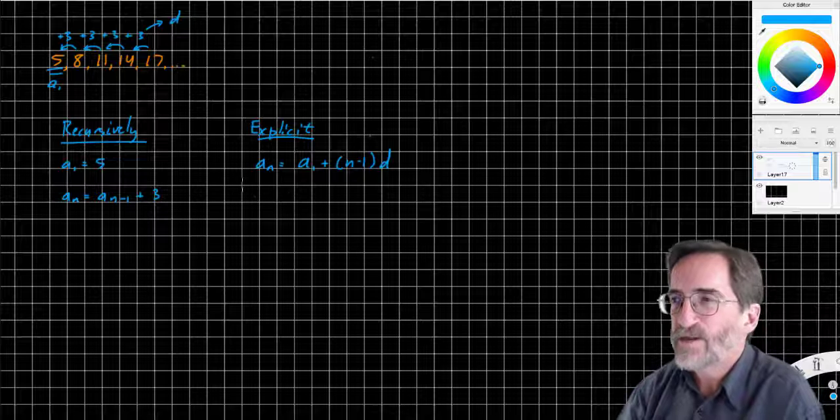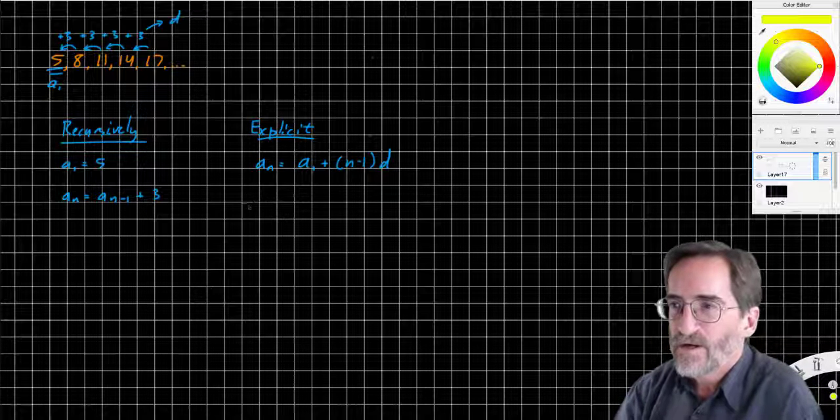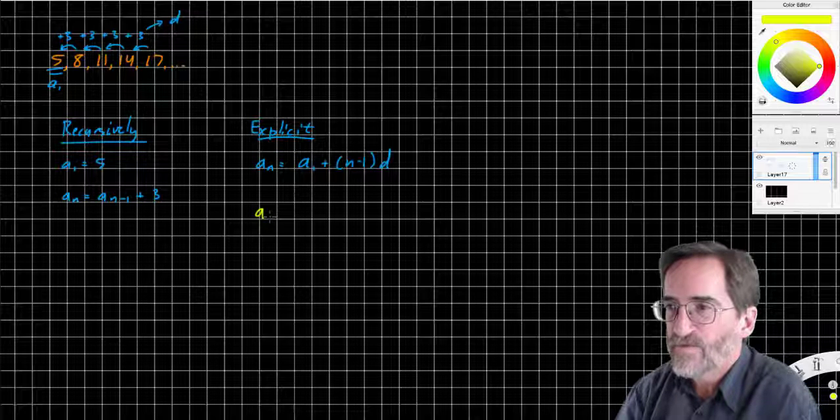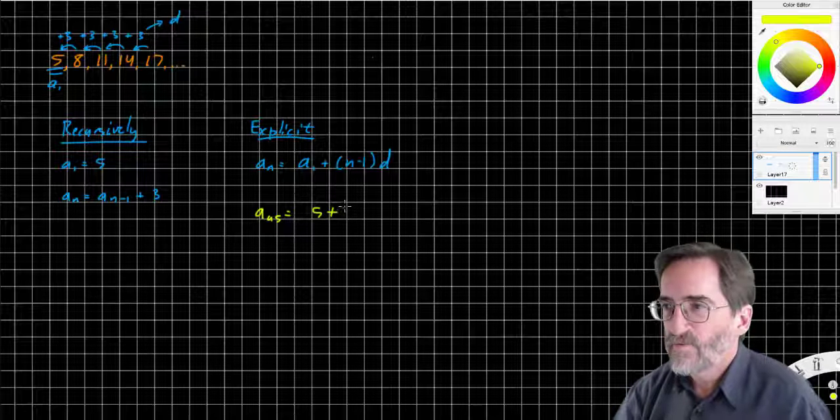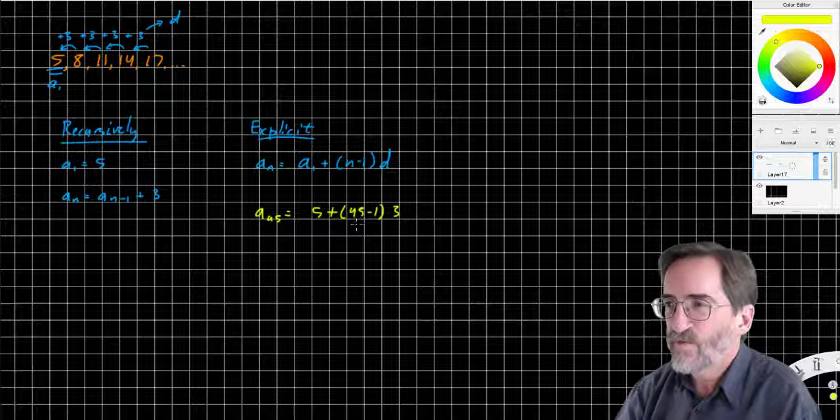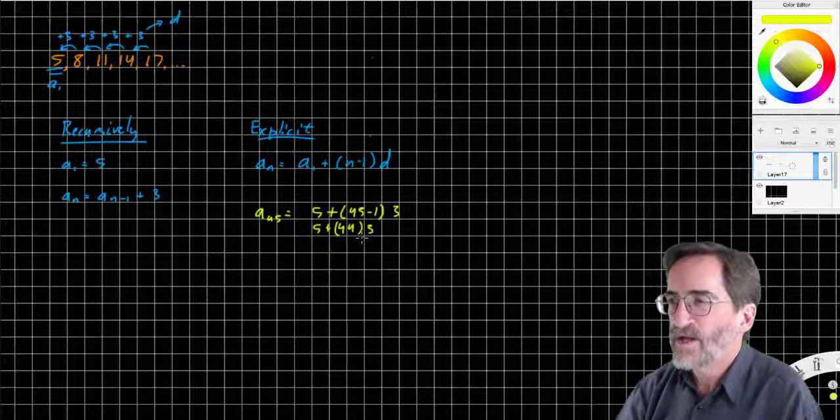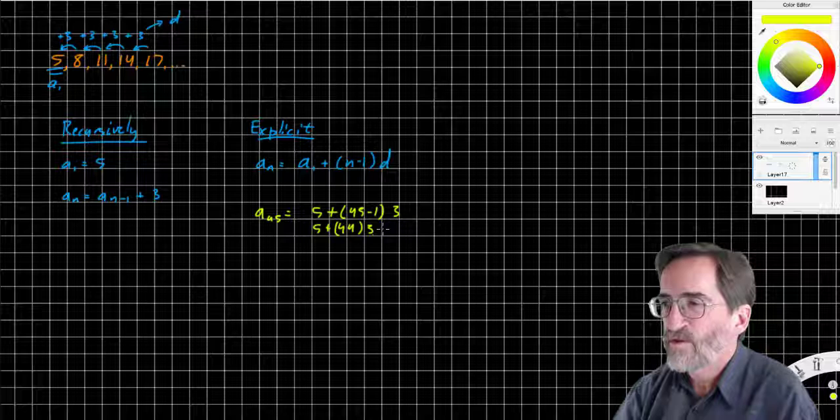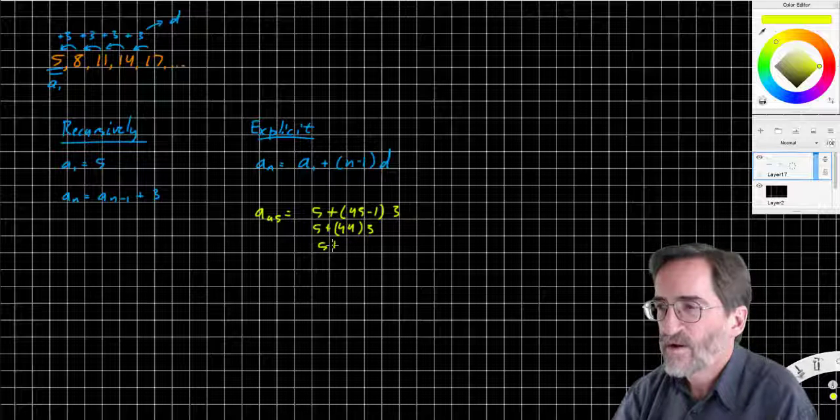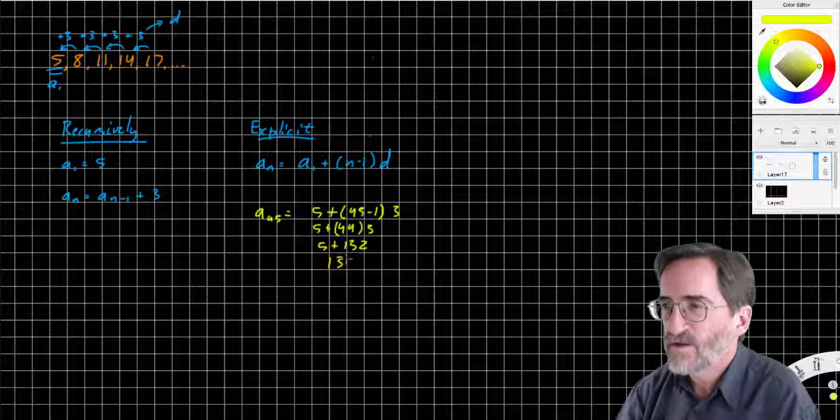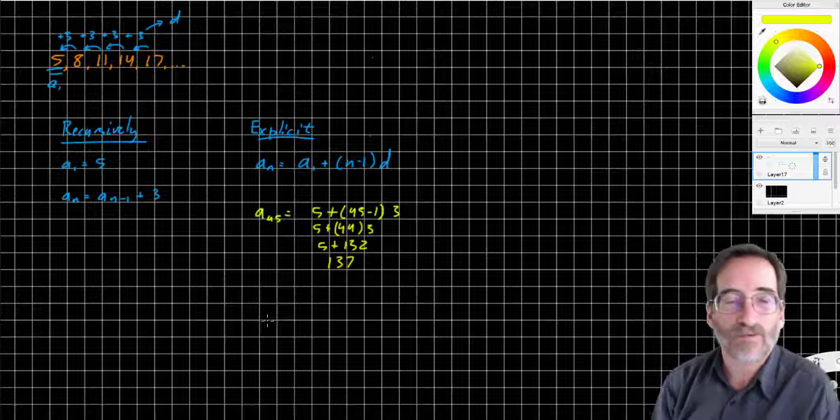So let's say I want to find the 45th term of this particular sequence. a sub 45 would be a sub 1, which is 5, plus 45 minus 1 times the common difference of 3. 45 minus 1 is 44. 44 times 3 is 132. 5 plus 132 is 137. So the 45th term is going to be 137.